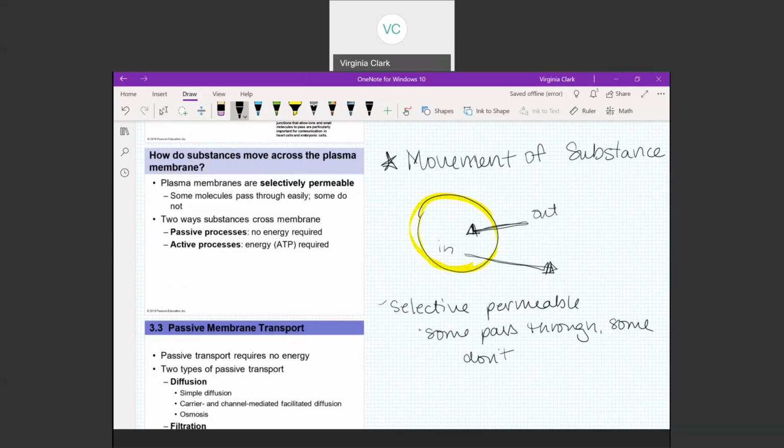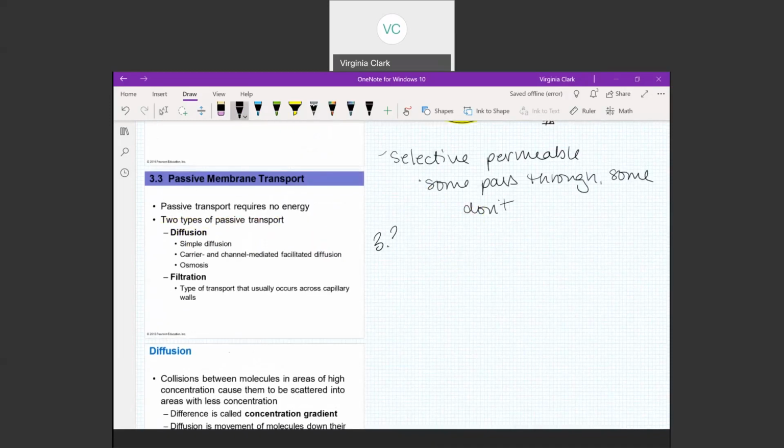So there are two ways that we will have substances cross the membrane. Passive, no energy, and active, which will require energy. We're going to talk through passive transport first. So section 3.3, passive transport. Passive transport across the plasma membrane uses no ATP, no energy. There are two types.